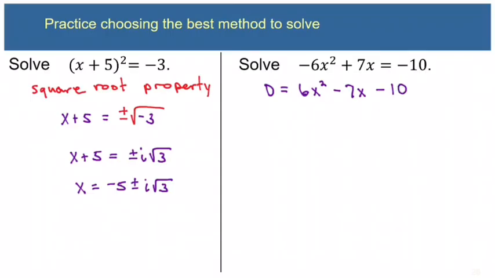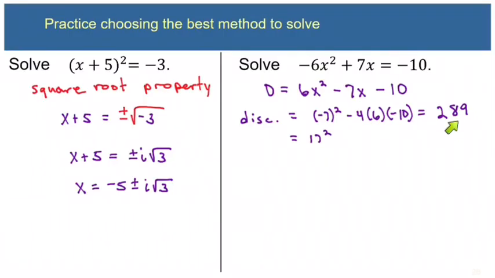Okay, now I'm still not sure off the top of my head if this can be factored, so I'm going to borrow a little help from the discriminant. Remember that if the discriminant is a positive perfect square, that's like a green light for factoring. So the discriminant is going to be b squared minus 4ac, and when I calculate that, I get positive 289. And I happen to know that 289 is the square of 17, and that tells me that it's worth my time to try to factor this expression. It can be solved by factoring.